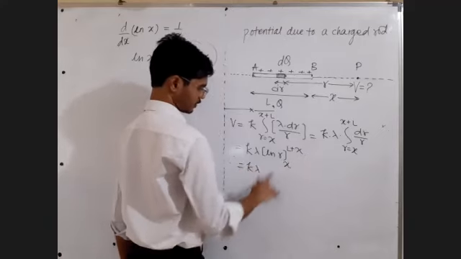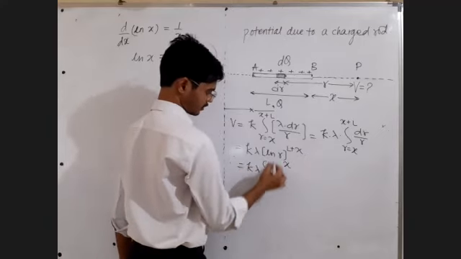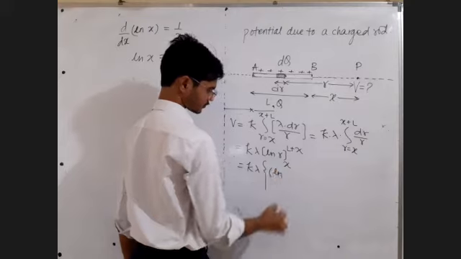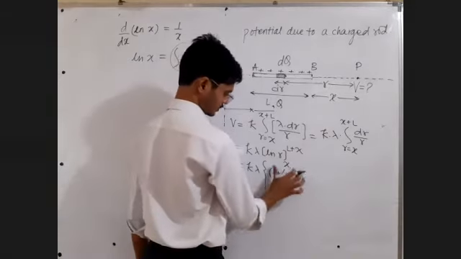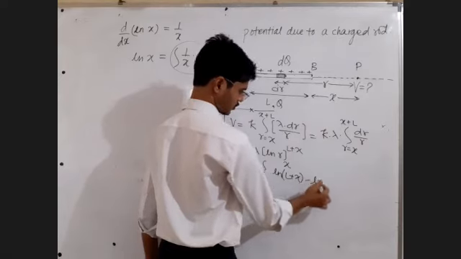Upper limit minus lower limit. Put a bracket. Log of upper limit minus log of lower limit.